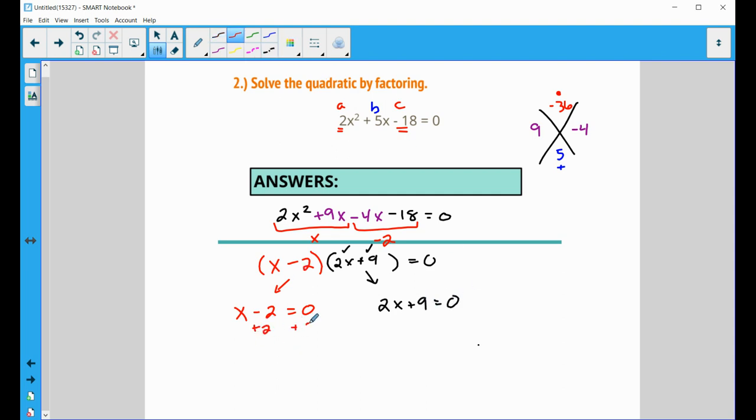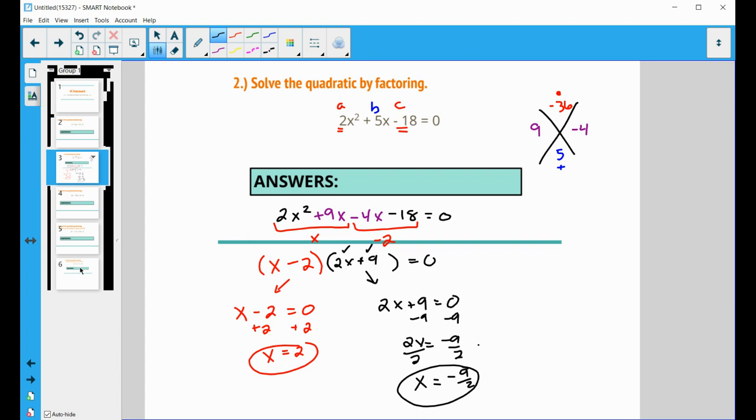And so I'm going to add 2 and I get x equals 2. And I'm going to subtract 9 and divide by 2. Since 9's not divisible by 2, I'm just going to leave it as a fraction, negative 9 halves. So those are my two answers.